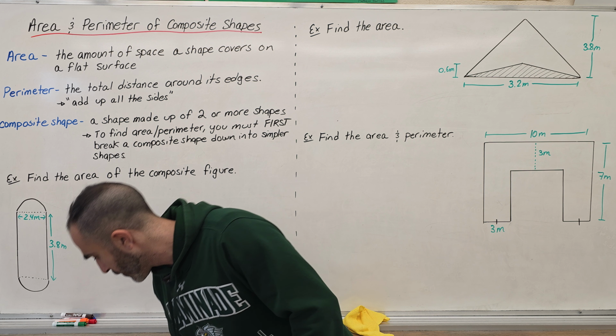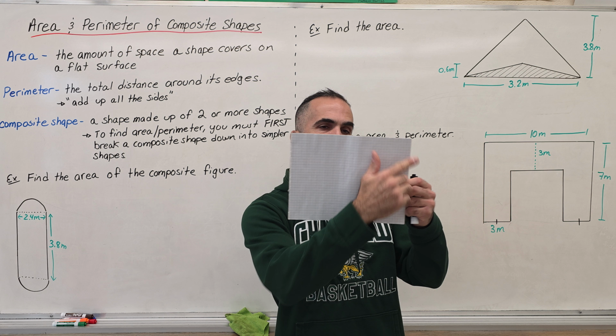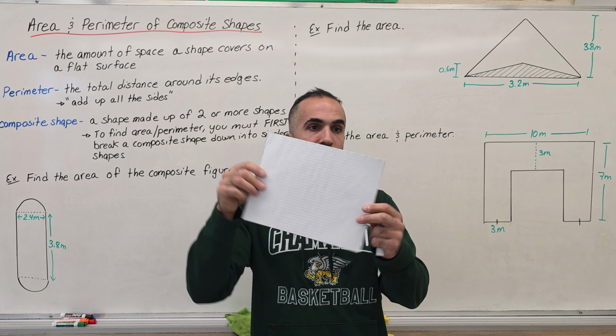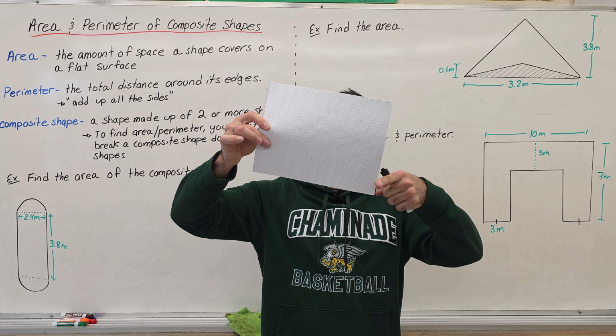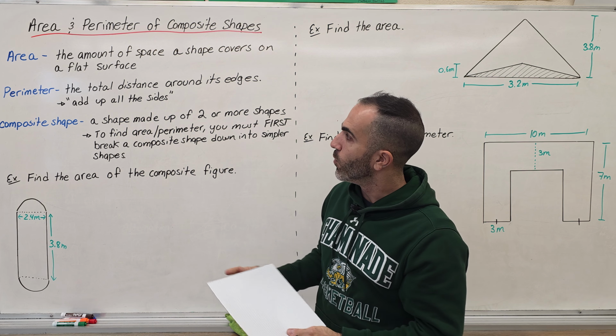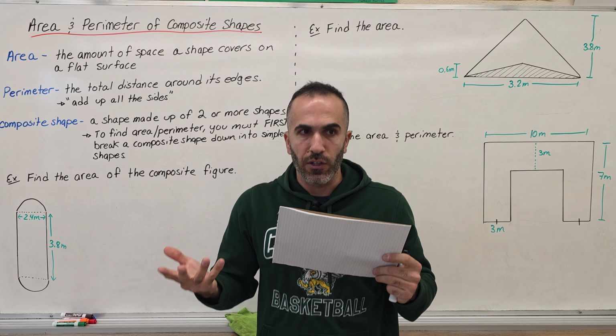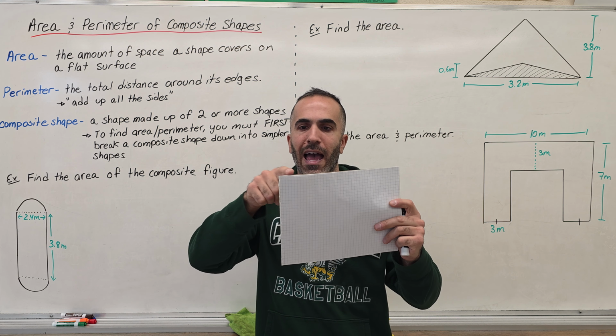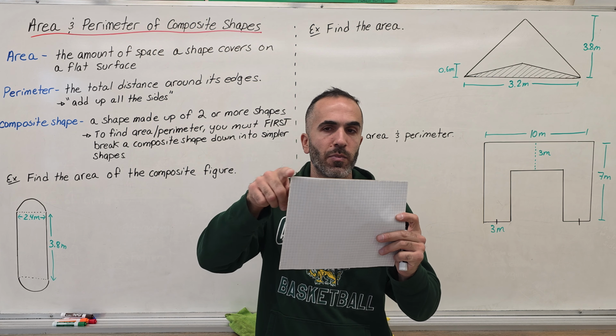So if I get a piece of paper, the amount of space that this entire thing takes up is the area. It's in two dimensions. One dimension, two dimensions. This is two-dimensional. If you add a third dimension, that's what makes something three-dimensional, right? Well, perimeter is a singular dimension. It's just like add up all the sides around the shape.